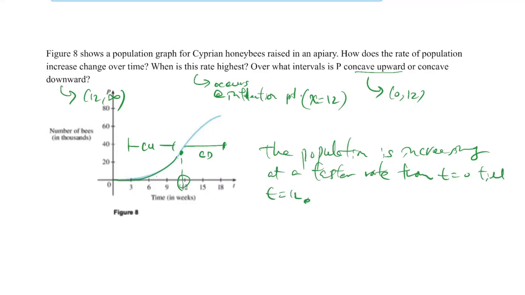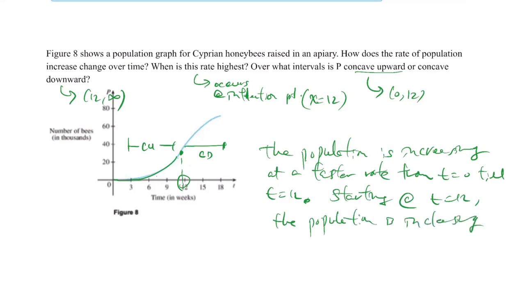And then I think in econ, this is called the point of diminishing return, where it stops increasing and the increase gets smaller, right? It's still growing, but it's increasing at a slower pace. And then starting at t equal to 12, the population is increasing at a slower rate, right?